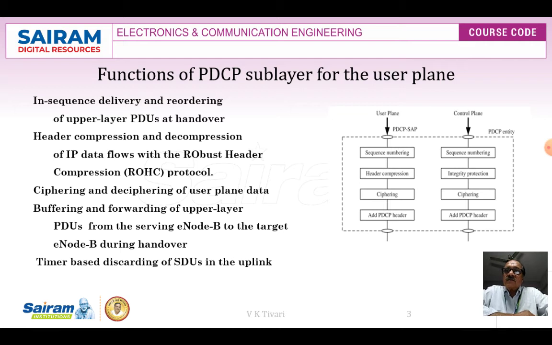In-sequence delivery and reordering of the upper layer PDU at handover, header compression and decompression of IP protocol data flows with the robust header compression protocol, ciphering and deciphering of user plane data, buffering and forwarding of the upper layer PDU from the serving eNodeB, as we told, to the target eNodeB during the handover, and timer based discarding of the SDU in the uplink.